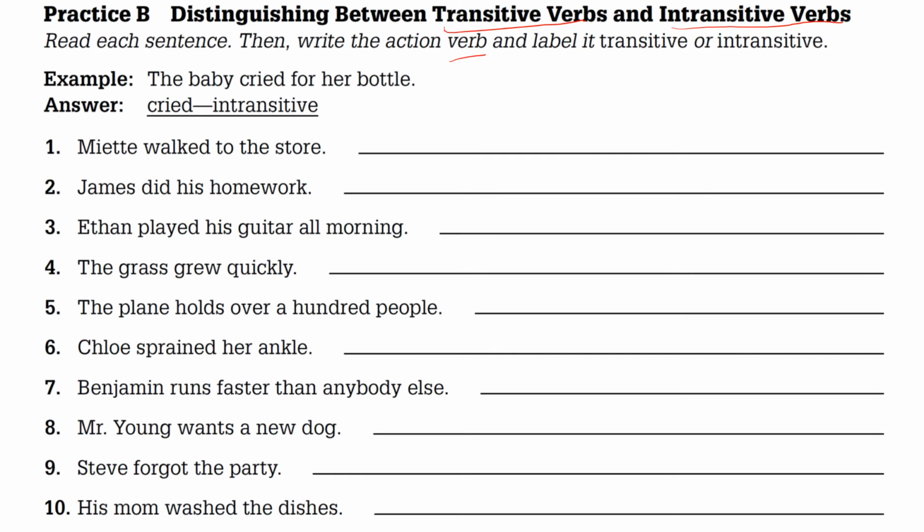So when I write the verb, then I should label it. Is it transitive or intransitive? That's all. I write the verb, dash, then I write whether it is transitive or intransitive. Okay. Example, the baby cried for her bottle. Answer, cried is the verb, obviously. Cried what, cried whom? Nothing. So it is intransitive. Always use this strategy.